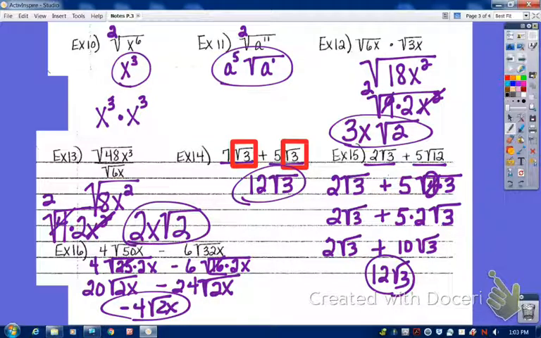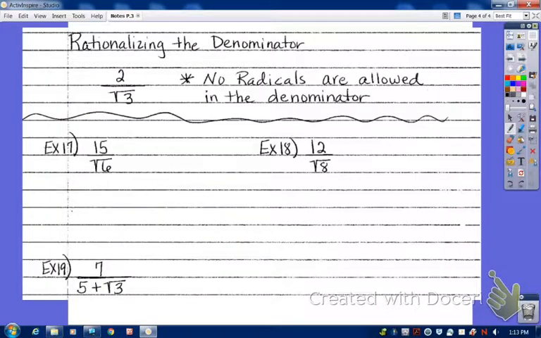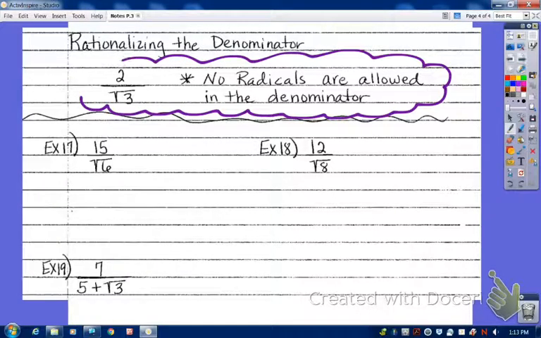Hang on. Y'all ready? All right, rationalizing the denominator. Let me page over. No radicals are allowed in the denominator. That's a big time rule. No radicals are allowed in the denominator. If you have a radical in the denominator, you've got to do something to get rid of that radical in the denominator. That something is called rationalizing the denominator.